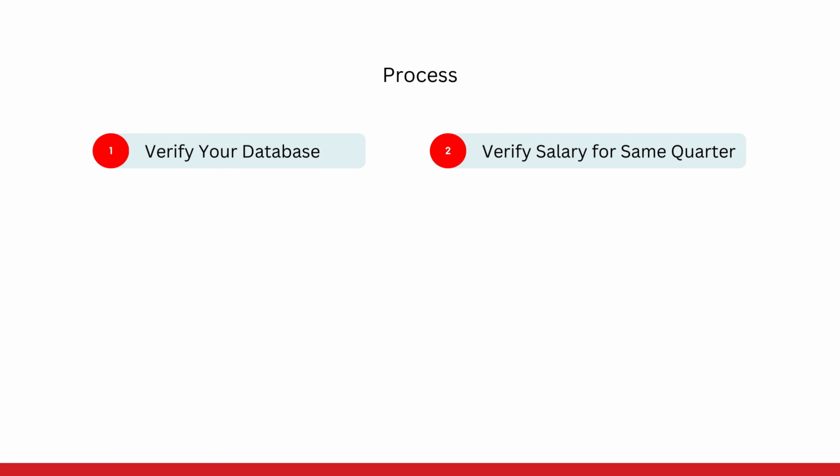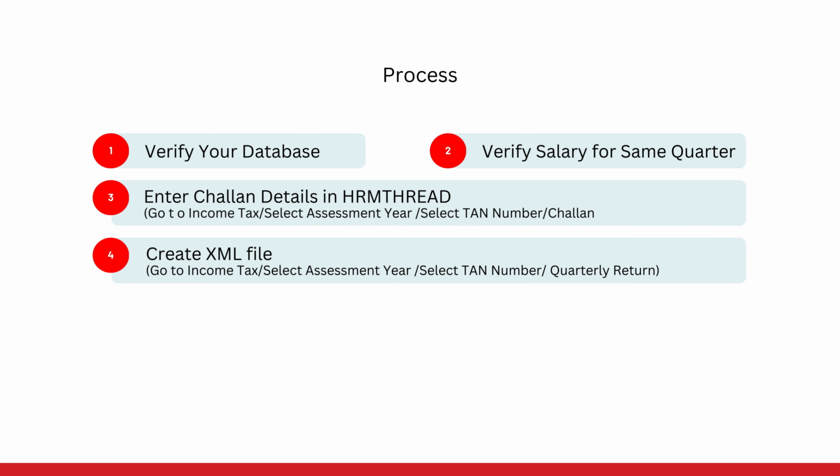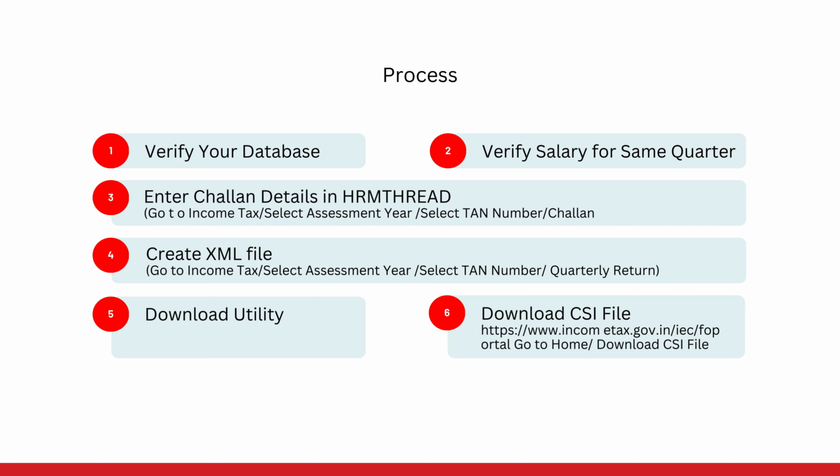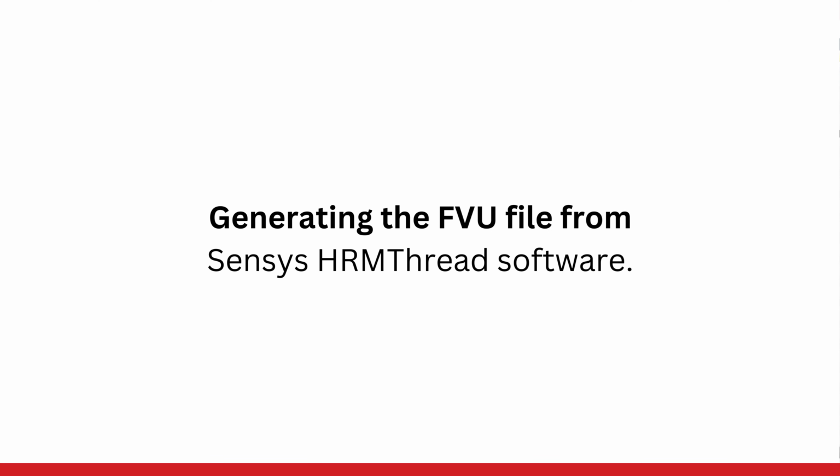These are the processes to complete your ETDS return filing. Verify your database. Verify your salary for the same quarter. Add the challan details. Create an XML file. Download the utility file. Generate and download the CSI file. And then extract utility and browse XML and CSI file to create FVU and 27A. Let's start generating the FVU file from Census HRM Thread software.